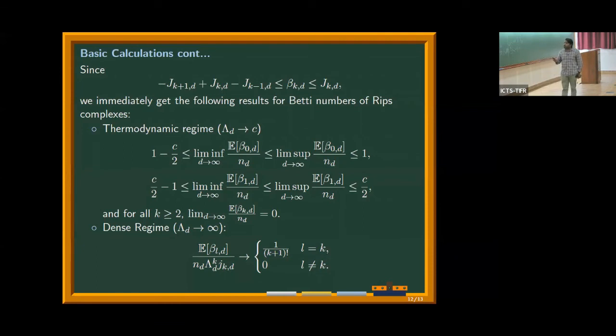Once we have the results for simplex counts, we can also get some results for the Betti numbers. In the thermodynamic regime, when you divide the expectation of Betti numbers by N_d, only for k equals 0 and k equals 1 will you get a positive limit, otherwise it goes to 0. This is very different from fixed dimensions, where every Betti number is of order N_d, meaning the expectation of Betti k divided by n goes to some finite limit.